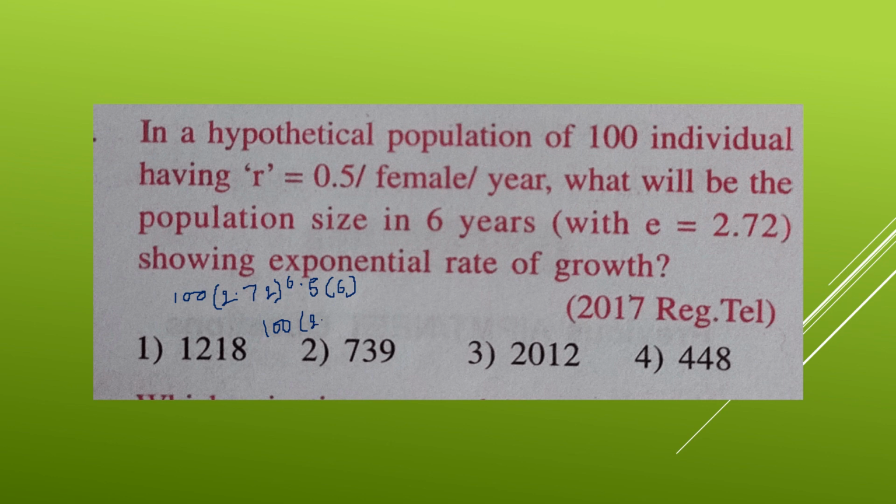0.5 into 6, which is 3. So 2.72 to the power of 3. Now this we get as 20.12 like that. Then the initial population is 100. So 100 into 20.12 will be 2012.